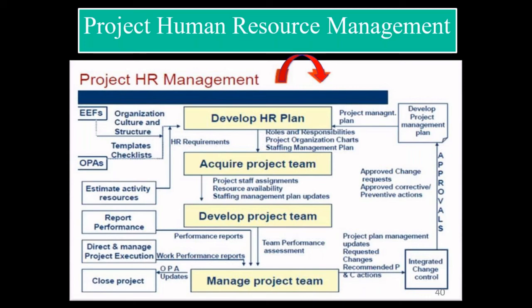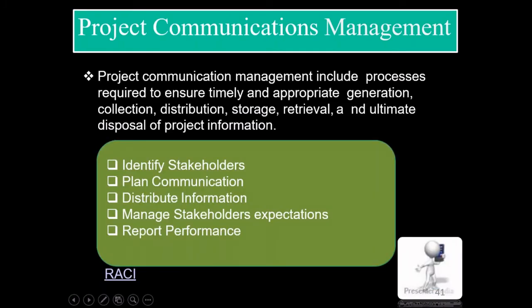So here is a flow chart in which human resource management is done: the development of the HR plan, acquire the team, develop project team, manage team, and we are going to integrate change control and develop the project management plan. So in this phase, the team involved in the project, we are going to develop the team, manage the project team, integrate changes which are required in the team, and develop a project management plan. So all this is done in HR management.